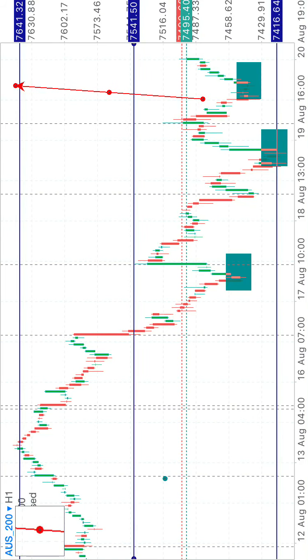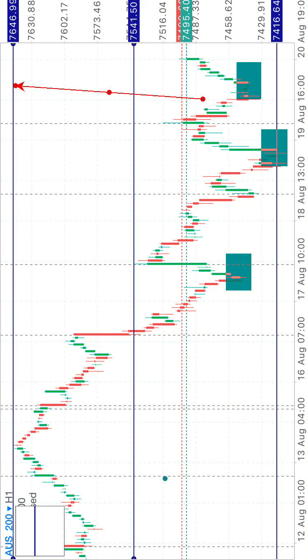7541.50, that's where we'll be looking for our buy opportunities up until what? Up until the above swing high, which is 7646.99. That's where we'll be looking for what? That's where we'll be looking for our buy opportunities after the breakout of what? Of 7541.50.